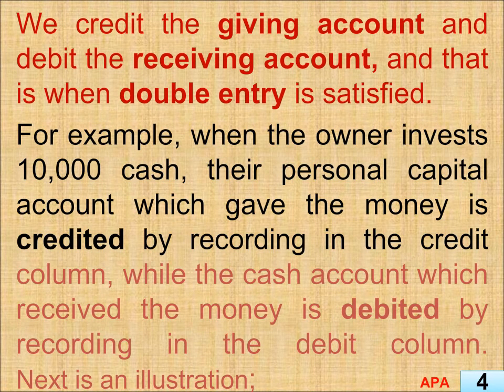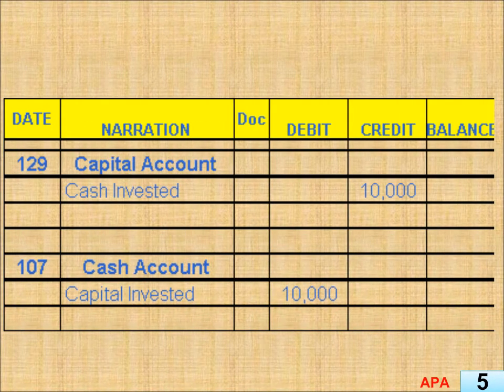For example, when the owner invests $10,000 cash, their personal capital account, which gave the money, is credited by recording in the credit column, while the cash account, which received the money, is debited by recording in the debit column. Next is an illustration. On this slide, the capital account is credited with $10,000, while the cash account is debited with $10,000. The account numbers come from the chart of accounts.